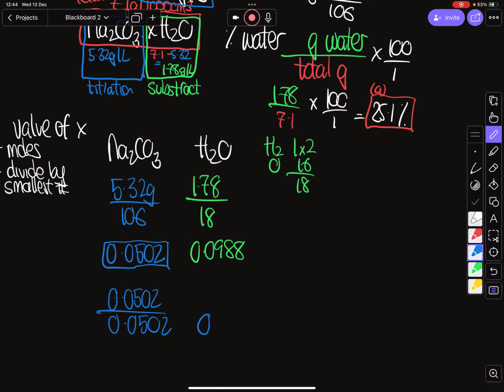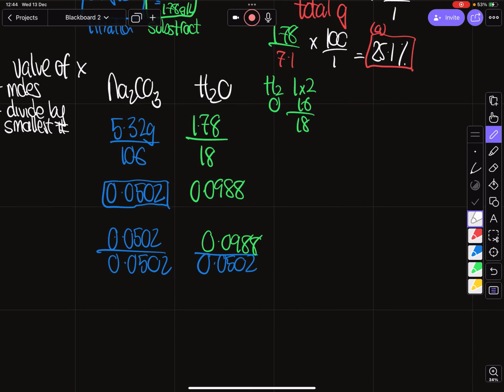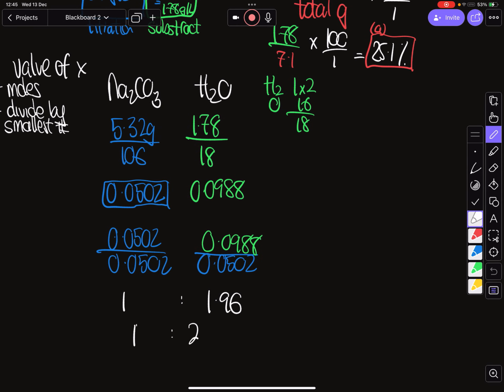0.0502 divided by 0.0502. And 0.0988 divided by 0.0502 gives me a 1 is to 1.96, which is the same as saying 1 is to 2. So x in this case is equal to 2. Na2CO3.2H2O is how the formula would be written on the pot, and this would be your answer.